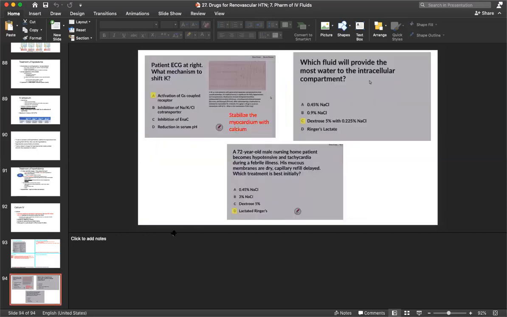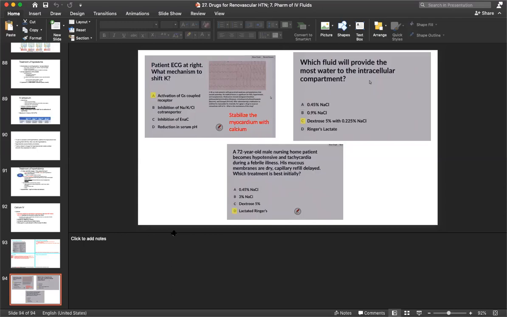Okay, and these were some practice questions that she gave. So you see the EKG, you see the T waves. What do you first give them? You give them calcium. And what is the mechanism? It's activating the Gs, so I would just like to know that, for the mechanism to shift our potassium in.